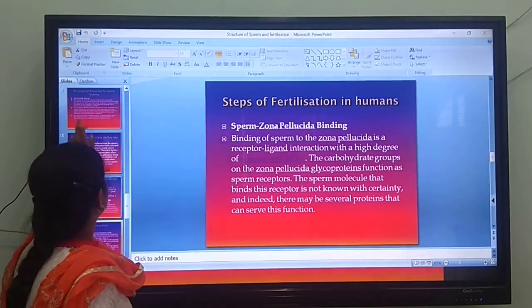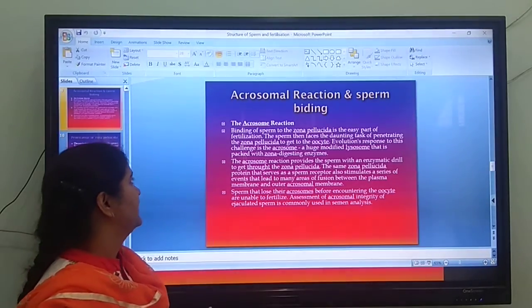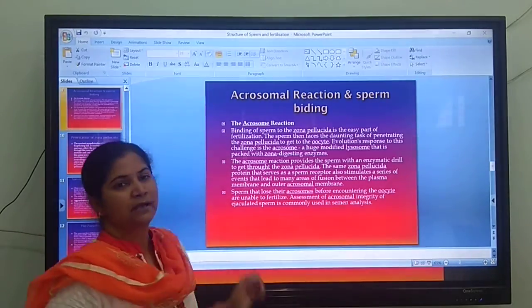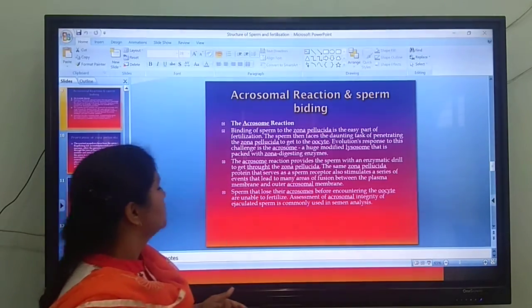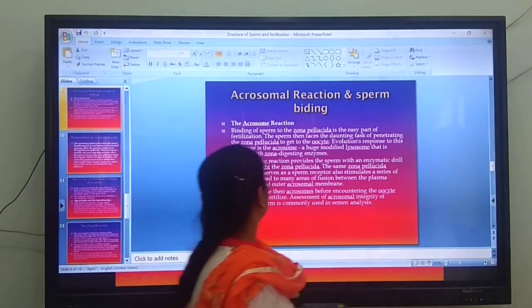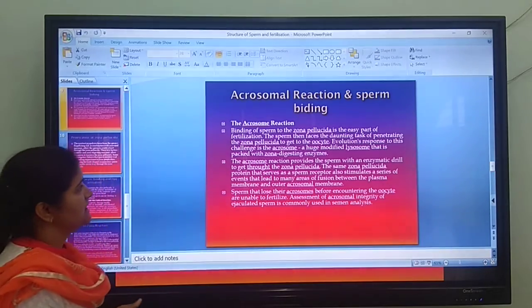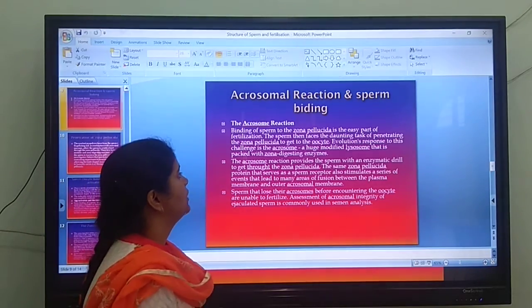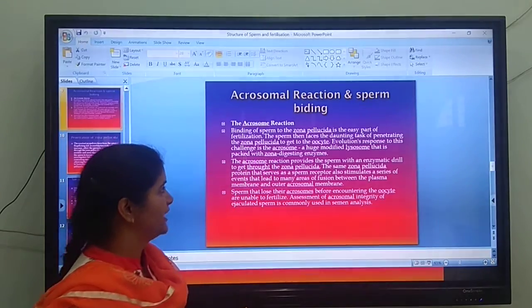Now, after this, there is the acrosomal reaction and sperm binding. The cap structure of the sperm has the acrosome. Here the acrosomal reaction will occur. Binding of the sperm to the zona pellucida is the easy part of fertilization. The sperm then faces the daunting task of penetrating the zona pellucida to get to the oocyte.